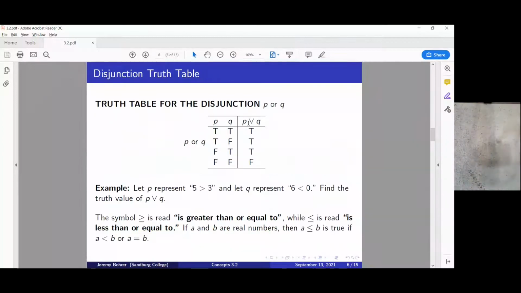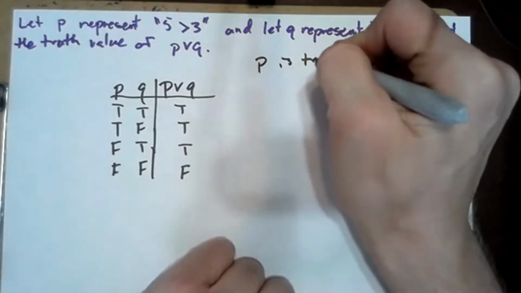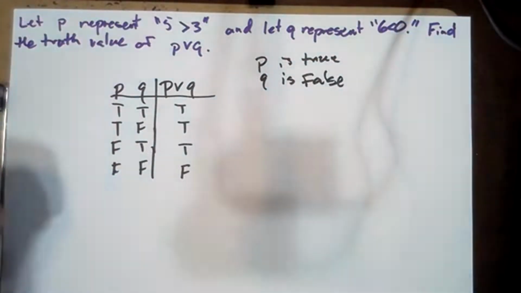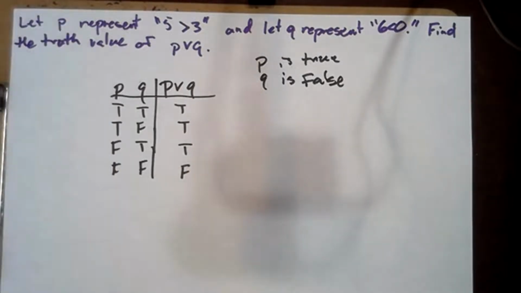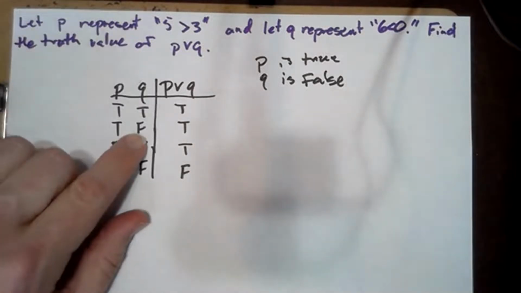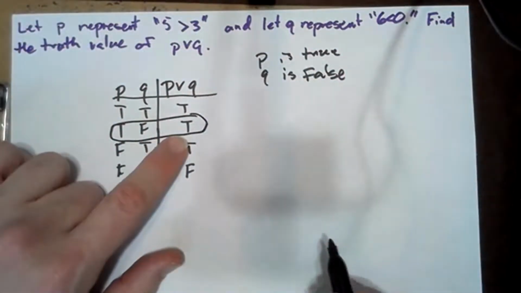Now we're going to talk about some OR statements. We want to know if P is 5 is greater than 3 and Q is 6 is less than 0, what is the truth value of P or Q? So again, we know that P is true and Q is false. So now we have to figure out, is P or Q true or false? Well, we go to the row where we've got a true P and a false Q. That gives us our answer. Here, P or Q is true.